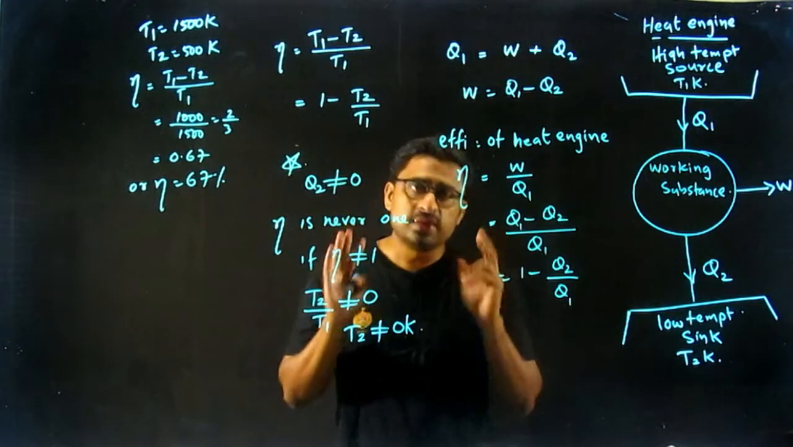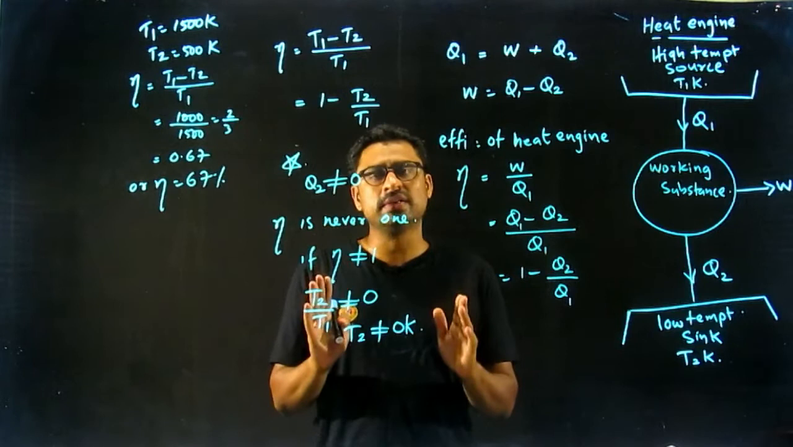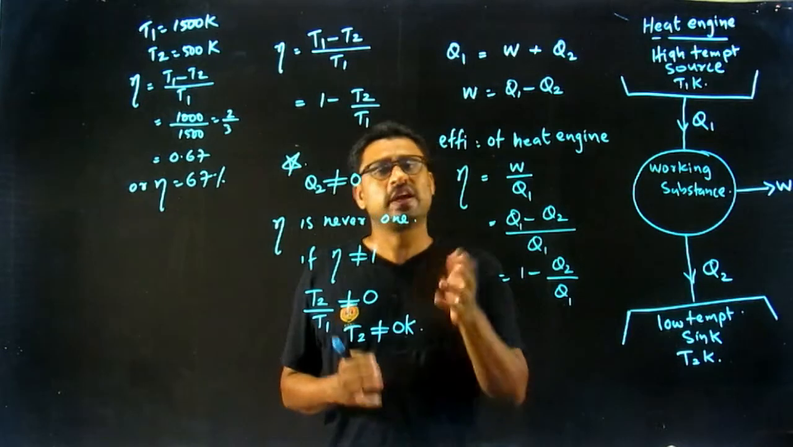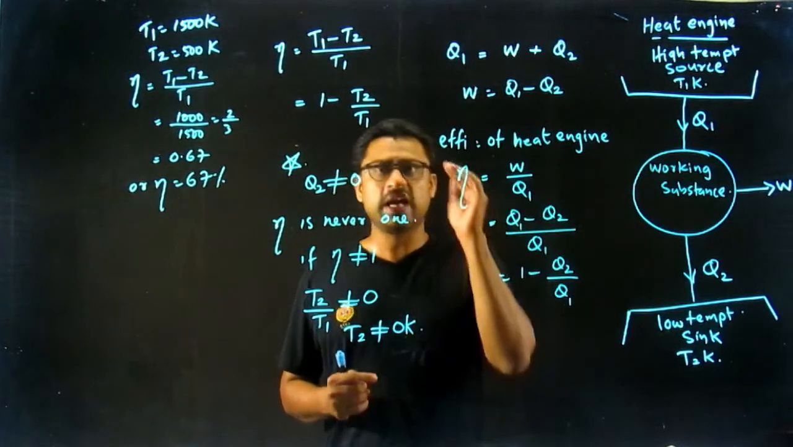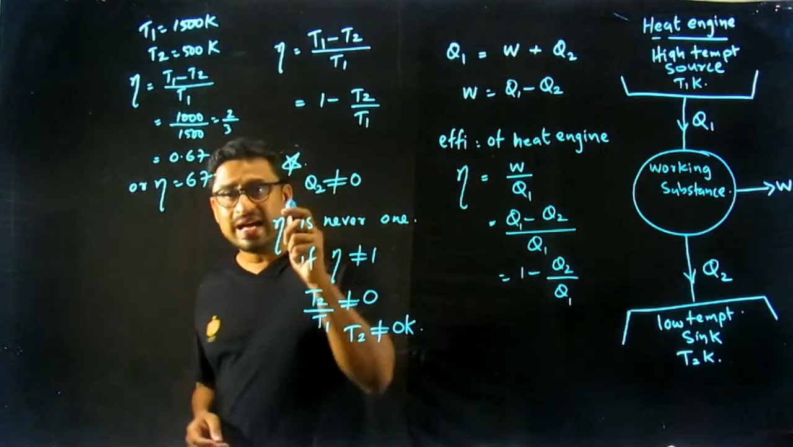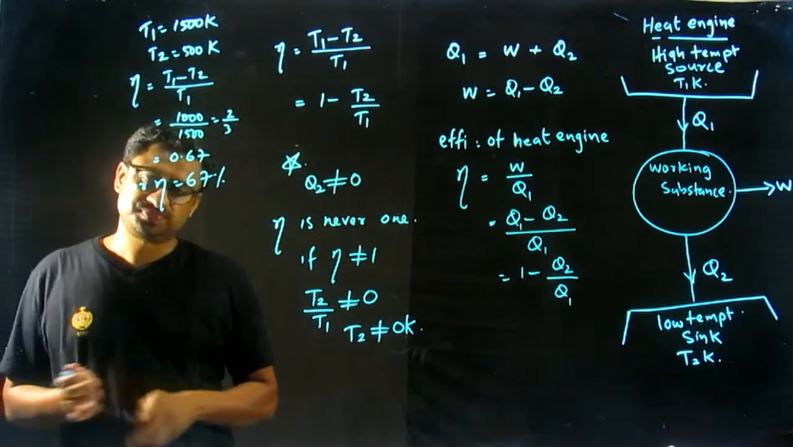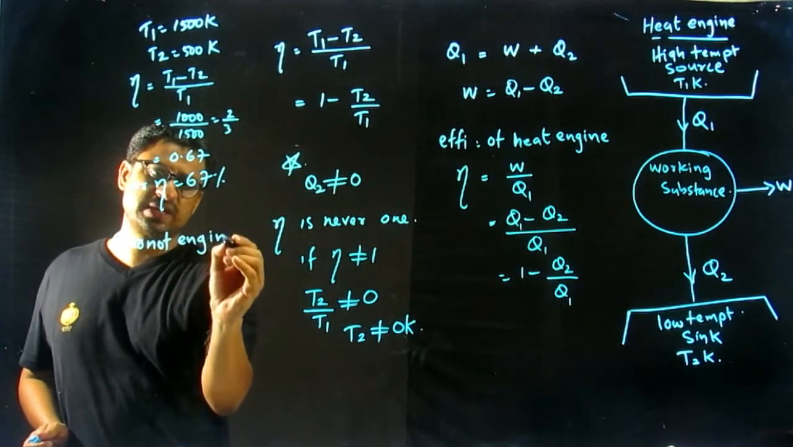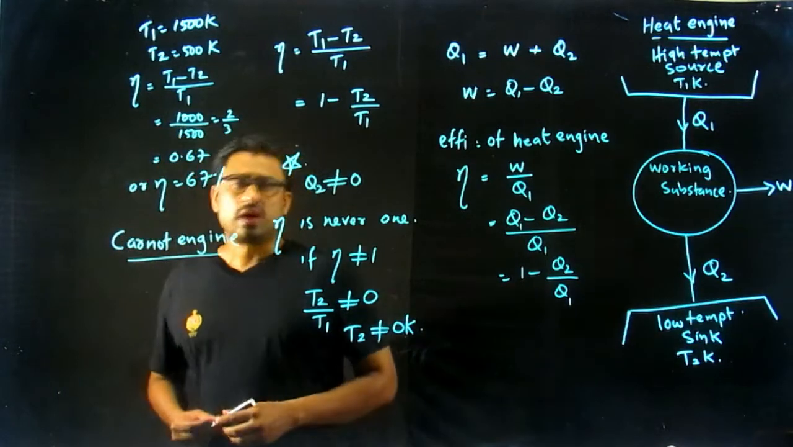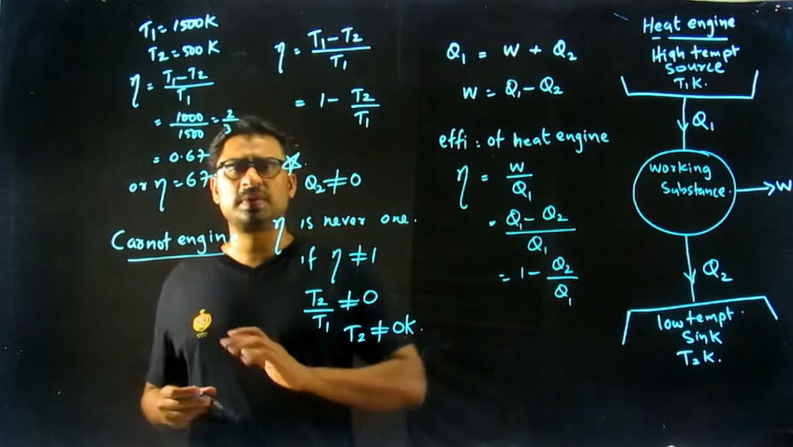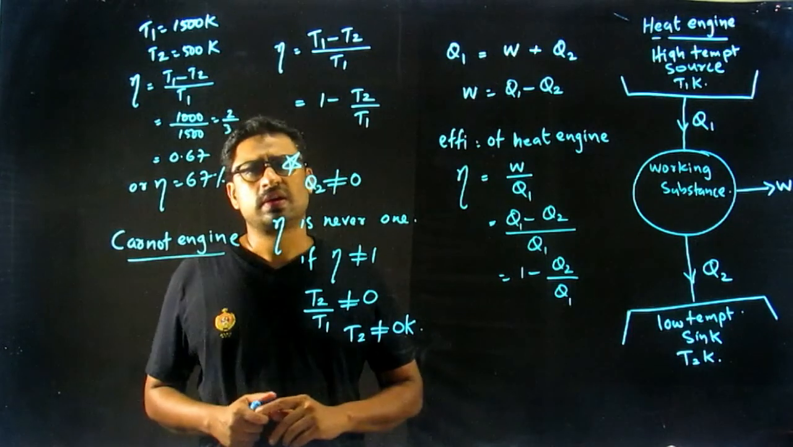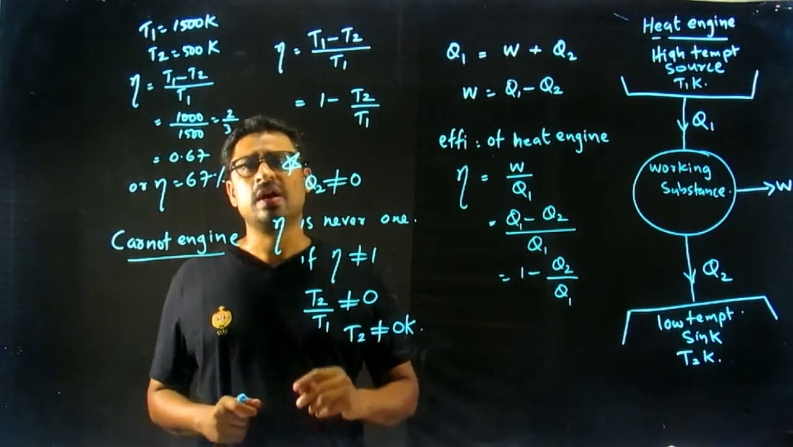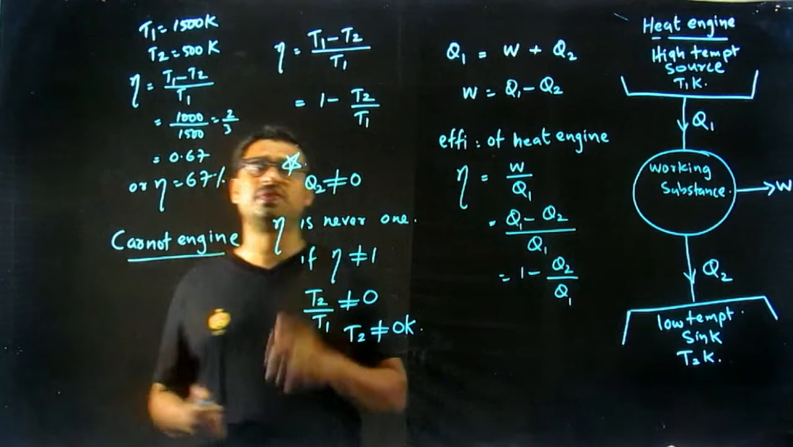Suppose someone is imagining an engine which is capable of giving 100% of the expected efficiency. We call that engine a Carnot engine. So Carnot engine is not a 100% efficient engine. A 100% efficient engine is impossible to take place. Carnot engine is that engine which can give the 100% of the expected efficiency.